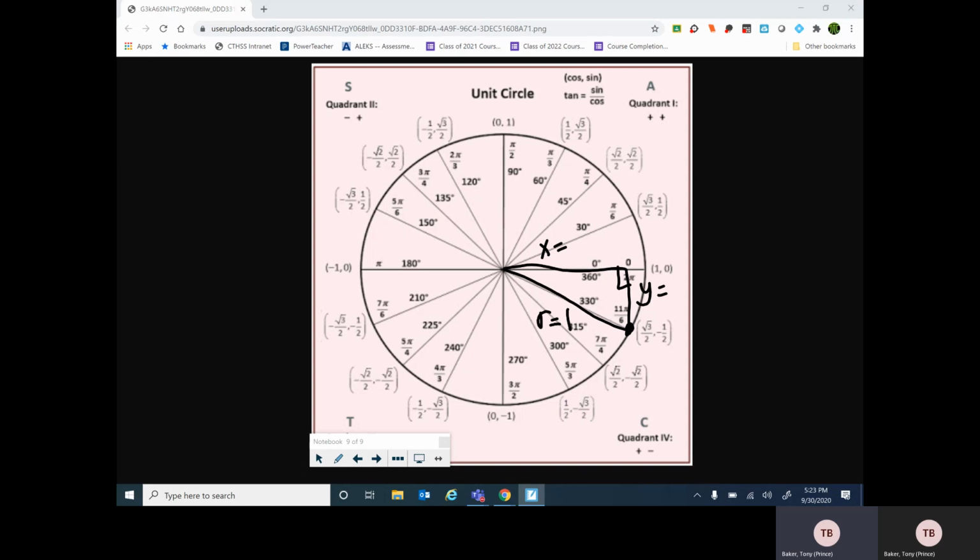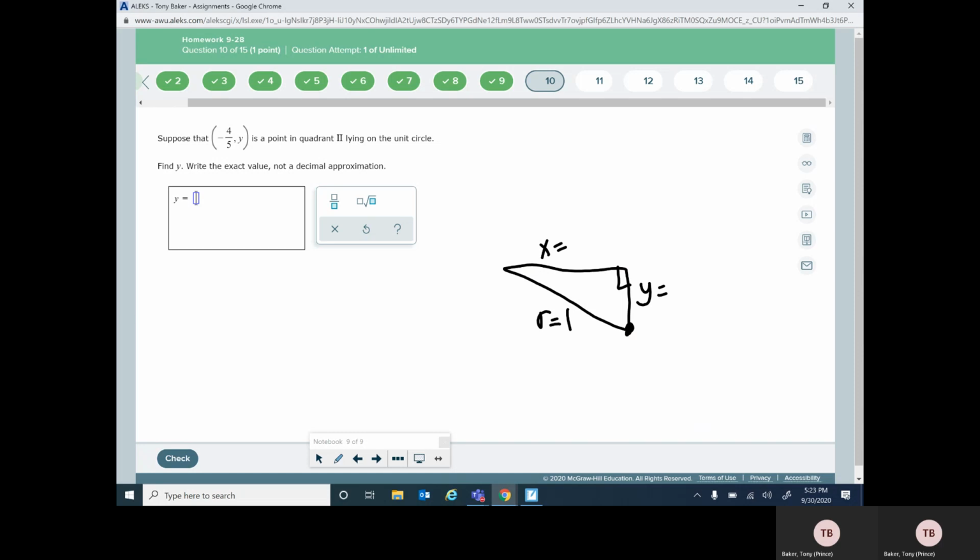So in this problem that we were looking at a second ago, we've got a few pieces of information. I've got my x is -4/5, and I know it's on the unit circle, so I know my radius is 1, and we're looking for the y. And they're telling me that this is also in quadrant 2, which means my y is going to be positive because we're going up into quadrant 2. So we could do the Pythagorean theorem with this one. So we do a squared plus b squared equals c squared. So we're going to have -4/5 squared plus y squared equals 1 squared.